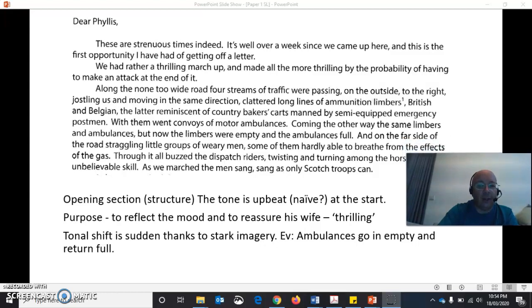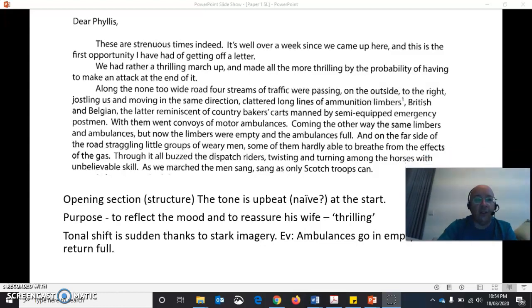There is certainly some realism in this, realistic features, where we see the ambulances go in empty and they come out full. So there's a kind of parallelism in the way this is written, and it's quite a sudden jolt as we read, and we understand that this is quite a serious situation that he's in.